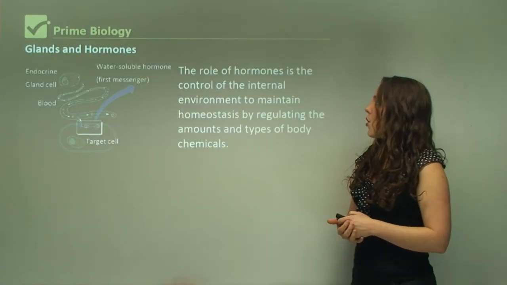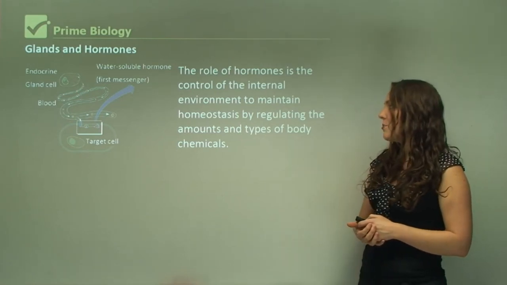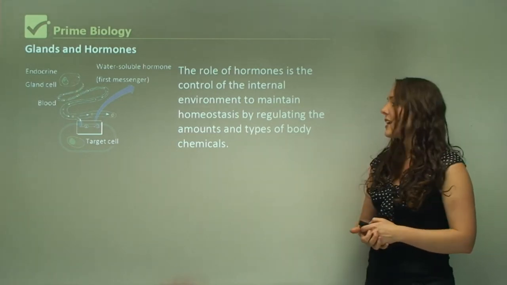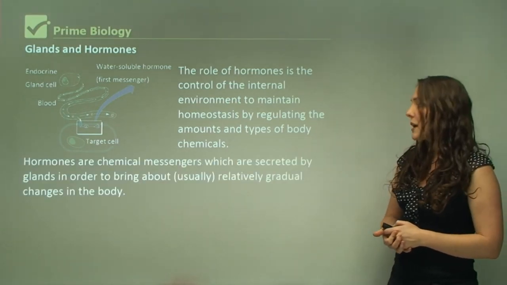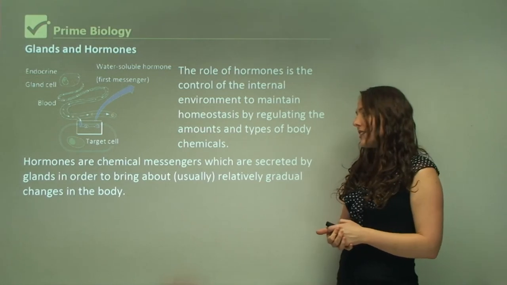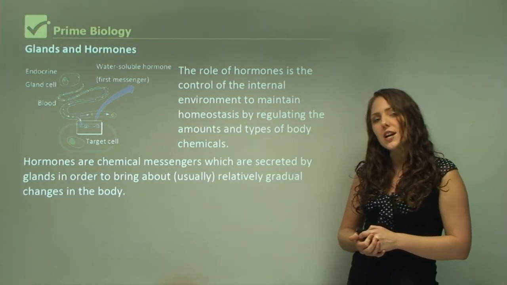The role of hormones is the control of the internal environment to maintain homeostasis by regulating the amount and types of body chemicals. Hormones are chemical messengers which are secreted by glands in order to bring about relatively gradual changes in the body.